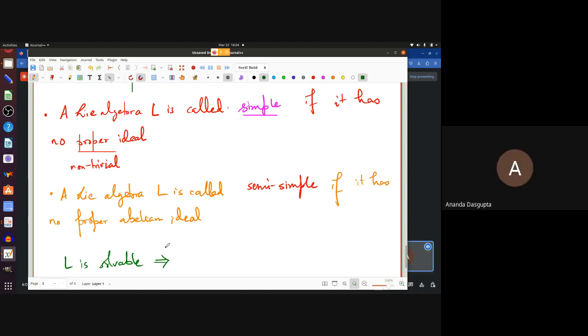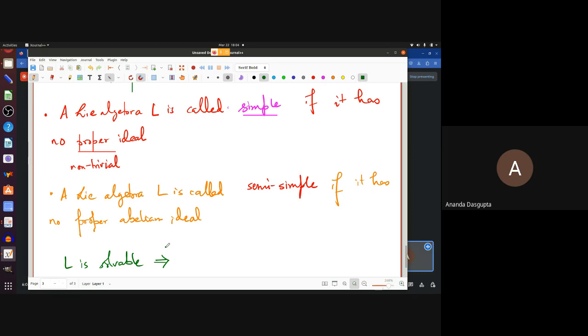L1 is an ideal, but it's definitely not L, right? Yes. Unless you're talking about the very trivial case where you started with the null algebra itself. Let's leave that out. The null algebra itself is, of course, solvable, right? It's already 0. Let's leave that case out.